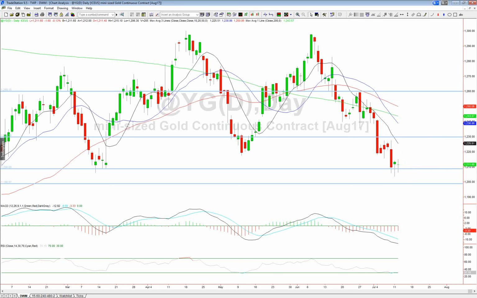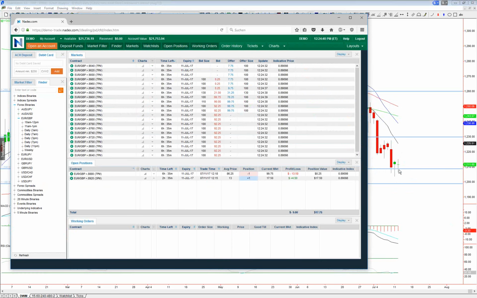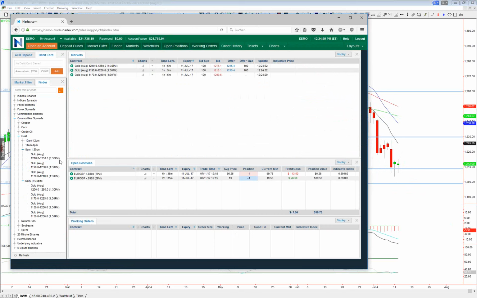Now let's have a brief look at the Nadex contracts here. And what I like to do here, if price is pushing lower and I don't know how far it can move, but I want to have some wiggle room for this trade to work out, I definitely always like to look also not just at the binaries, but also at the spreads. So if we have a look at the commodity spreads, and let's pick gold here and go for this contract here. Now this contract just has 1 more hour available in its lifetime until expiry.